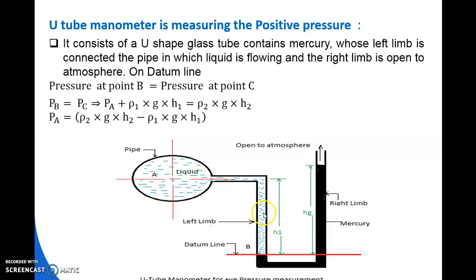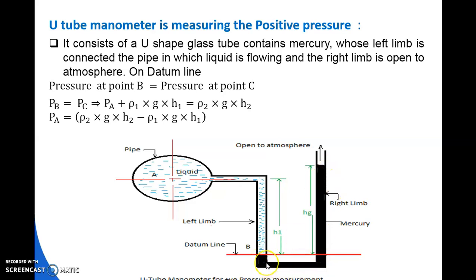and this U-tube has two limbs. One is the left limb, another is the right limb. The right limb is open to the atmosphere. The left limb is connected to the pipe. Now, the manometric liquid is initially present inside the U-tube, and the manometric liquid is taken as mercury.